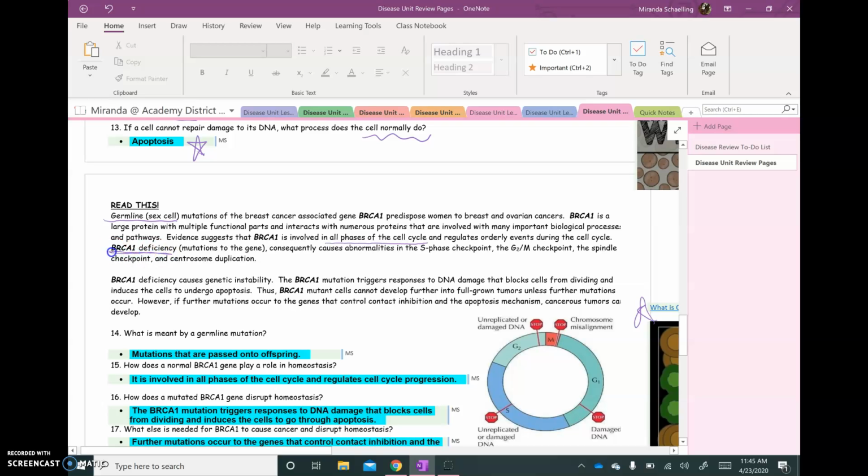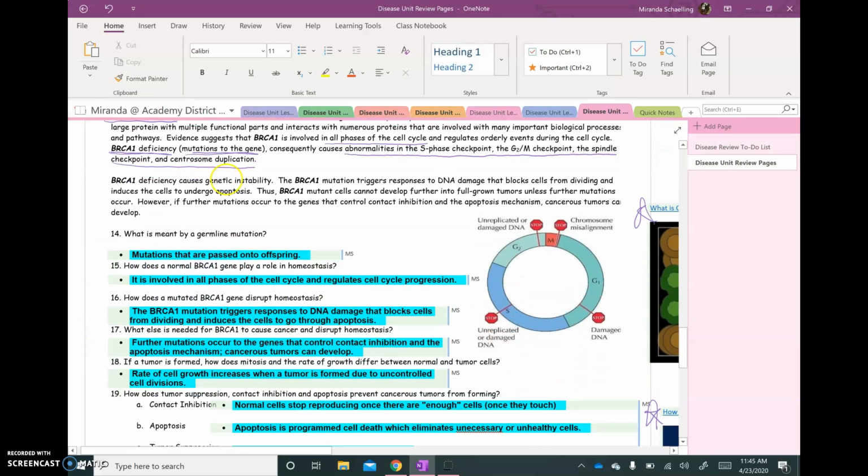BRCA1 deficiency, or a mutation to the gene, consequently causes abnormalities in the S-phase checkpoint, the G2M checkpoint, and the spindle checkpoint, and the chromosome and the centrosome duplication. BRCA1 deficiency causes genetic instability. BRCA1 mutation triggers responses to DNA damage that blocks cells from dividing and induces the cells to undergo apoptosis. The BRCA1 mutant cells cannot develop further into full-grown tumors unless further mutations occur. However, if further mutations occur to the genes that control contact inhibition and the apoptosis mechanism, cancerous tumors can develop.